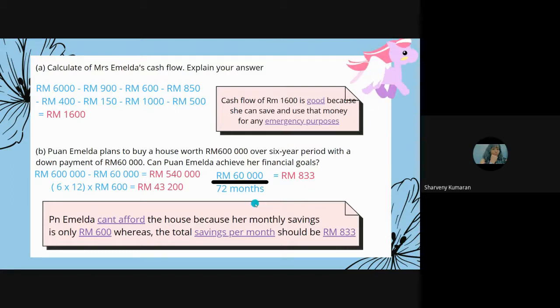But Puan Amelda can only afford 600 ringgit, as her savings left are only 600. If she multiplies the savings by 12 months for 6 years, she will get 43,200, which is a lower value than the 833 ringgit monthly she has to pay. In conclusion, Puan Amelda can't afford the house because her monthly savings is only 600 ringgit, whereas the total savings per month should be 833 ringgit.